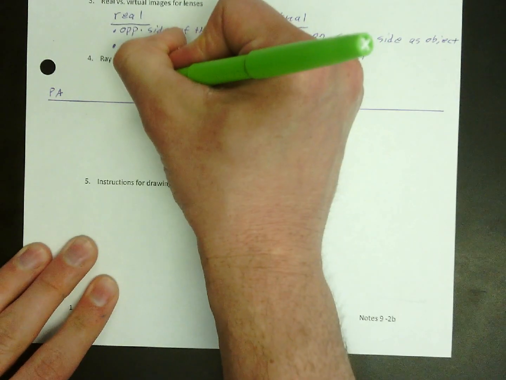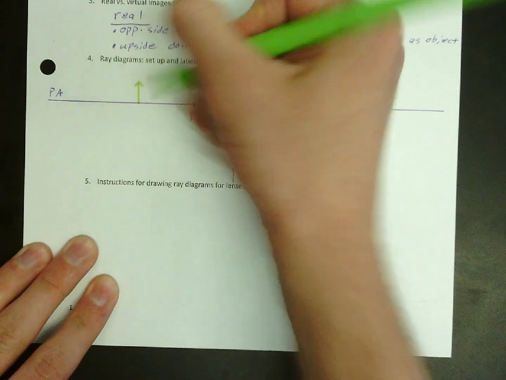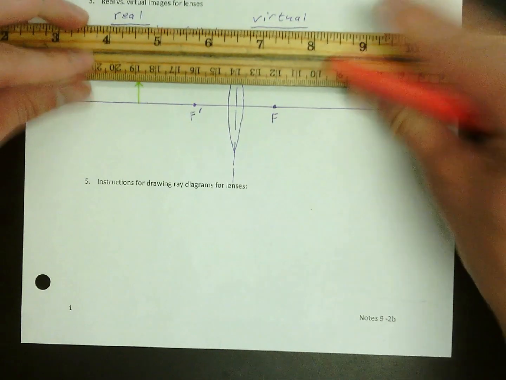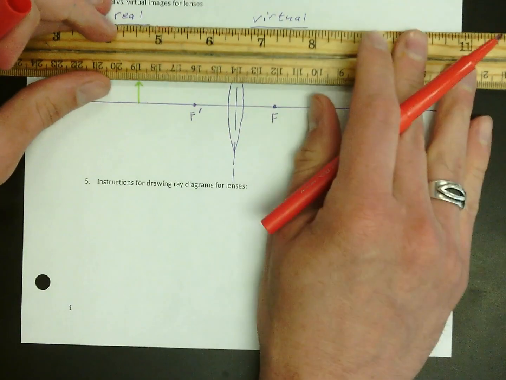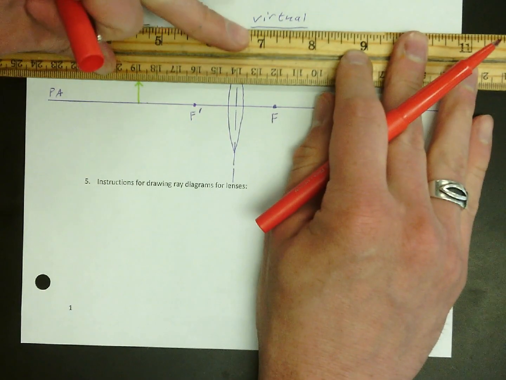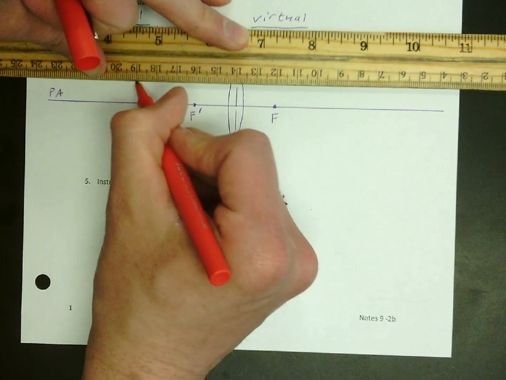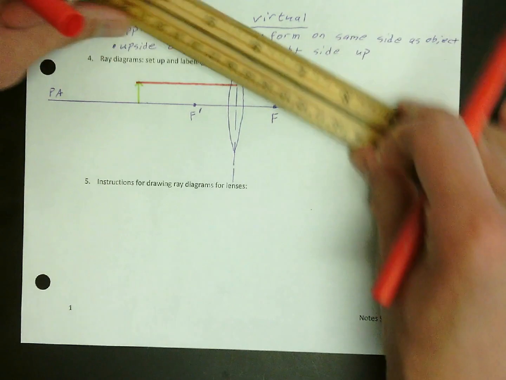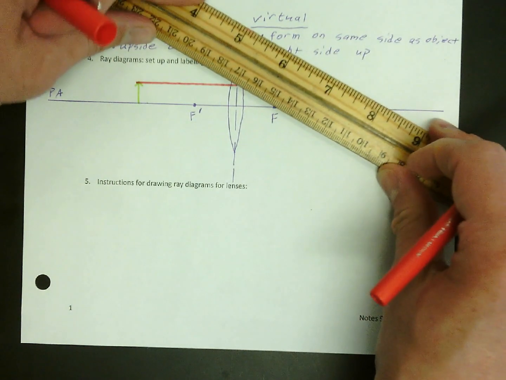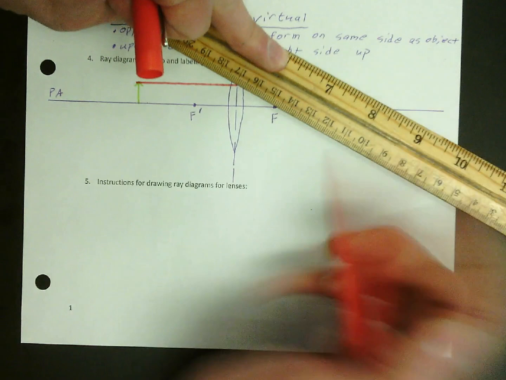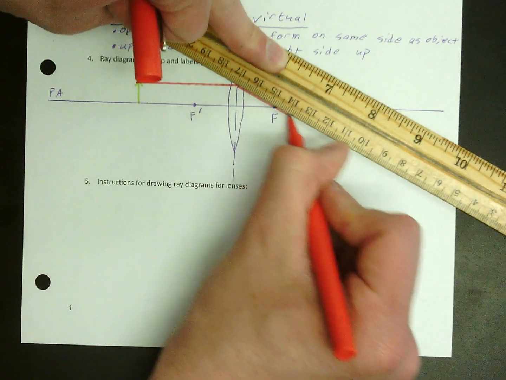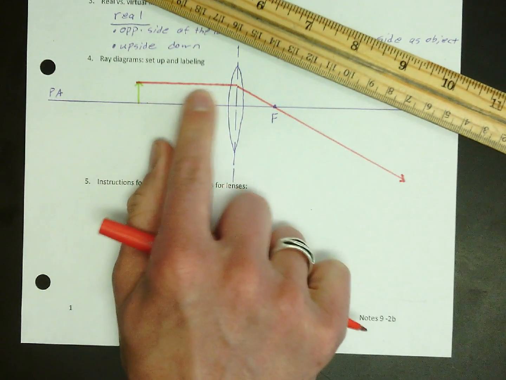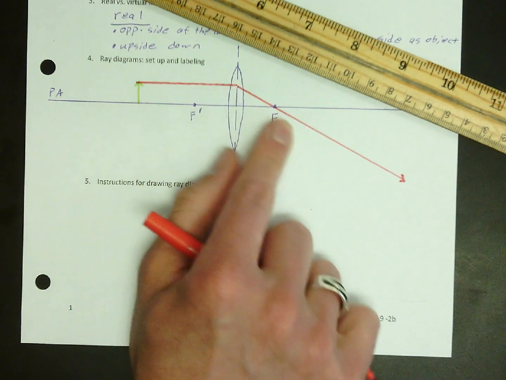So you're going to have some object. Again, you're going to have to measure it. The first line is going to go parallel. So draw an arrow. It doesn't matter how big your arrow is for right now. You're going to draw a line that's going to go parallel to the principal axis all the way to that vertical line. How far away was that arrow? It doesn't matter. Okay. And then it's going to go through F. So notice my first line. First line goes straight, hits that vertical line, and goes through F.